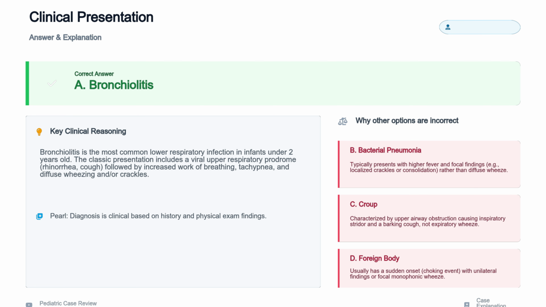This is a viral lower respiratory illness affecting infants under 2 years of age, typically presenting after an upper respiratory prodrome. Key features include diffuse wheezing or crackles, mild fever, and feeding difficulties. Bacterial pneumonia usually has focal signs and higher fever. Croup causes inspiratory stridor. Foreign body aspiration often has sudden onset with unilateral findings.